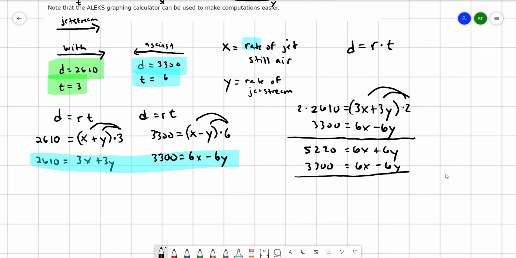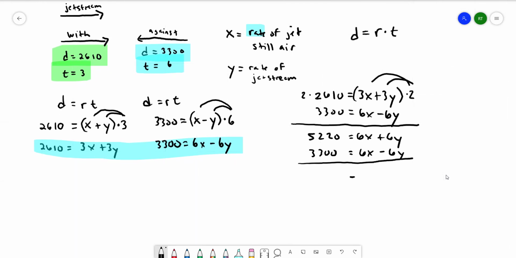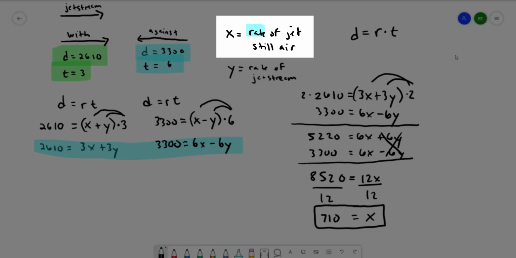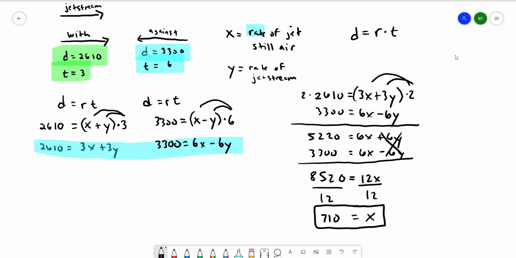Let me just scroll down a little bit here. And now I'm going to add the two equations. We're going to get 12x on the right side. My y's cancel. And then if I add these two equations, I'm going to get 8520. All I have to do next is to divide both sides by 12. And I get x equals 710. And I just found x. And don't forget, earlier I labeled x as the rate of the jet in the still air. So now we know the rate of the jet was going 710 miles per hour.